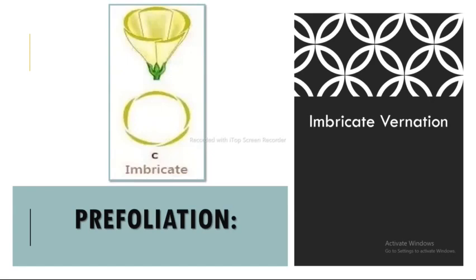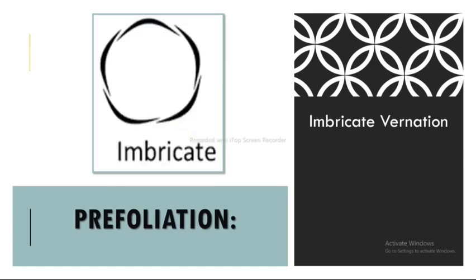Next type of the vernation is the imbricate vernation. So in this case, the leaves are arranged in a whorl, but the overlapping is not in any particular order. The sepals or petals are overlapping one another in an irregular manner, as shown in the figure. So again, this is the imbricate vernation.